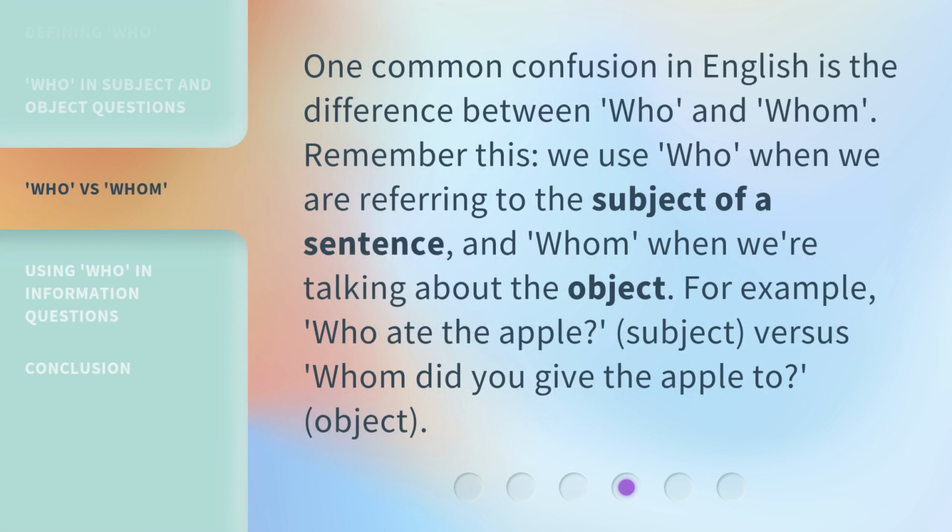One common confusion in English is the difference between who and whom. Remember this. We use who when we are referring to the subject of a sentence, and whom when we're talking about the object. For example, who ate the apple? Subject, versus whom did you give the apple to? Object.